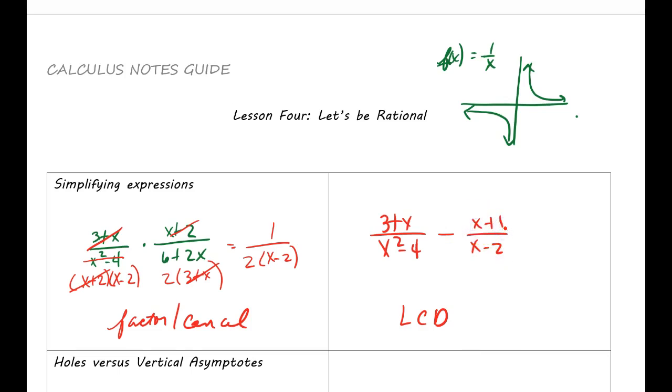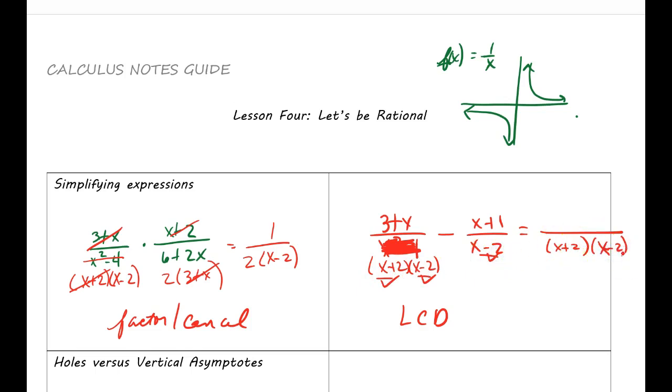Okay, so if we have something like this, for the least common denominator, you do need to think in your head about the fact that this is really x plus 2 times x minus 2. So you could think of it like that. And then the least common denominator, you just need to make sure that all factors are accounted for in your new denominator. So the common denominator, well, they both need to have an x plus 2, and they both need to have an x minus 2.